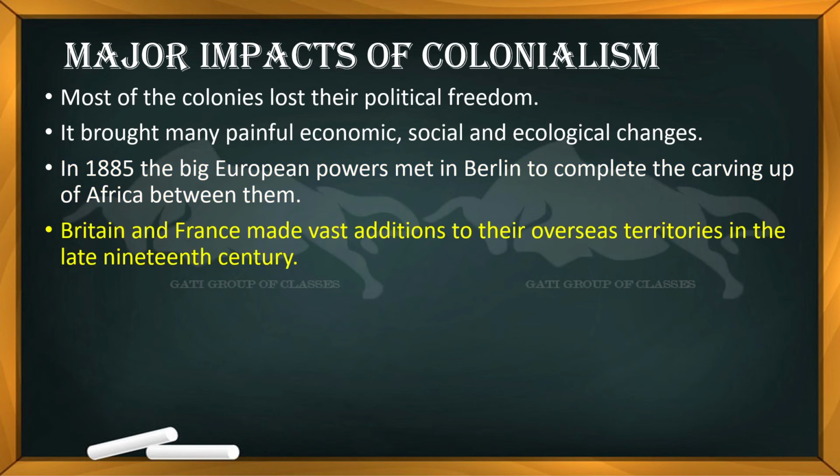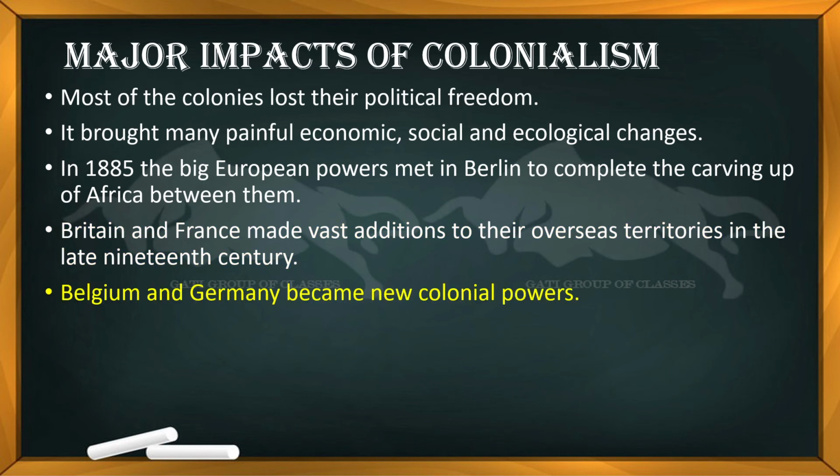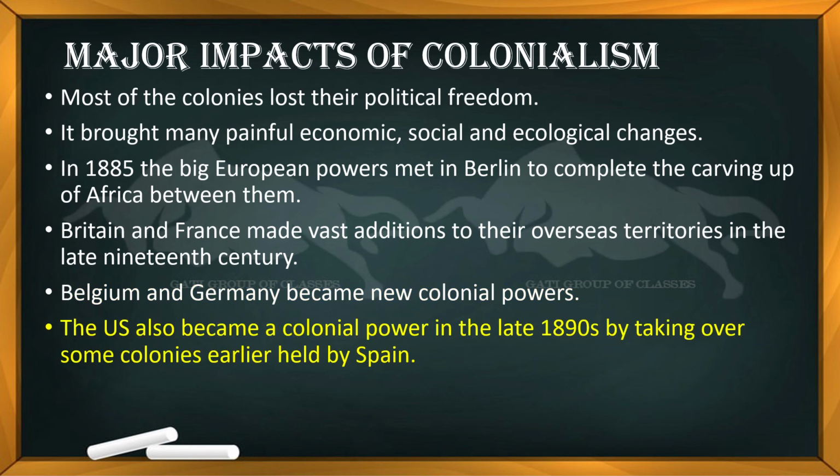Because Britain and France expanded their territories, even overseas, in the late 19th century. Belgium and Germany became the new colonial powers. They also started to rule over other countries. The US was already a colonial power in the 1890s, and they also took over many of the other countries that were earlier held by Spain.